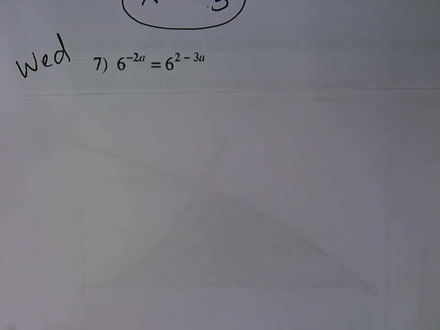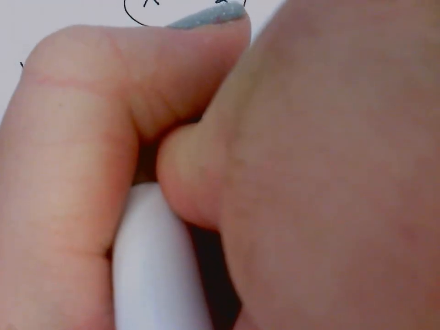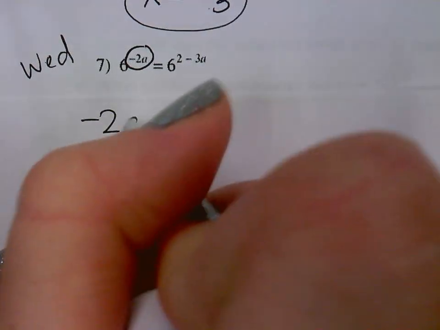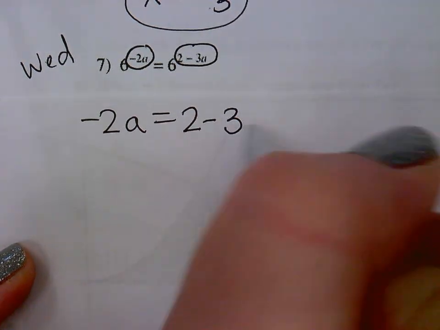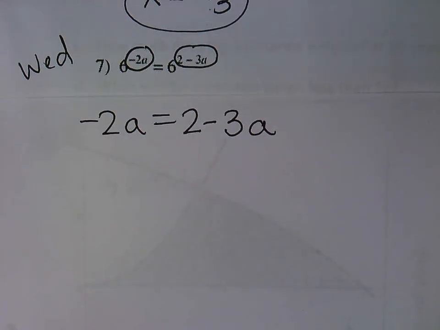The bases are already the same. This would be the easier version of the problem because I don't have to do anything to the bases. I could just skip up into the exponents. And I know that this exponent, negative 2a, must be equal to this exponent, 2 minus 3a. Everyone found page 413? Now I'm just solving this algebraically with my skills from Algebra 1.